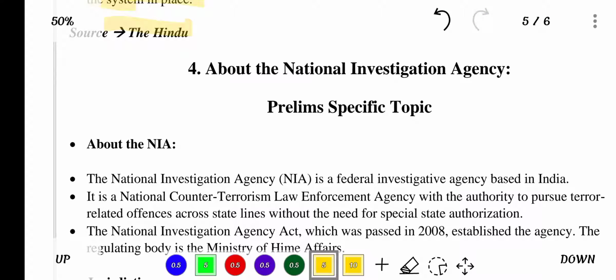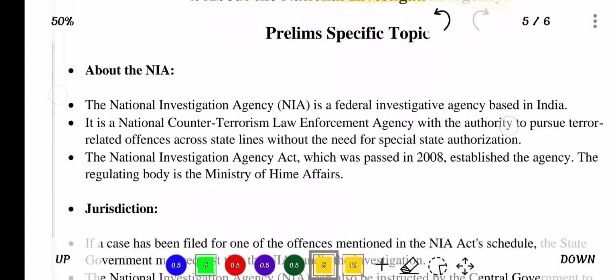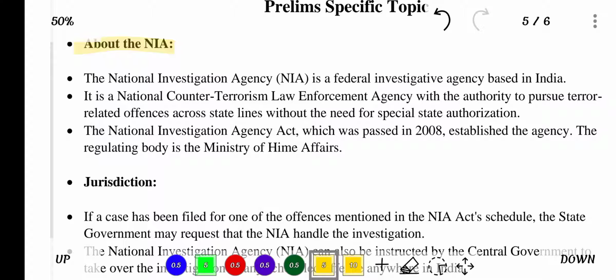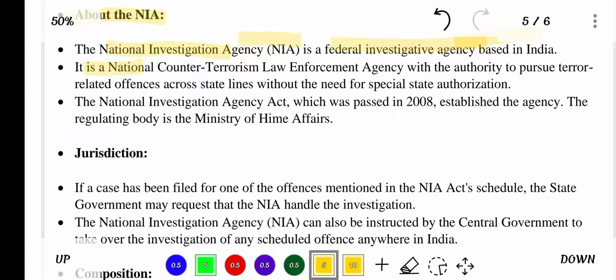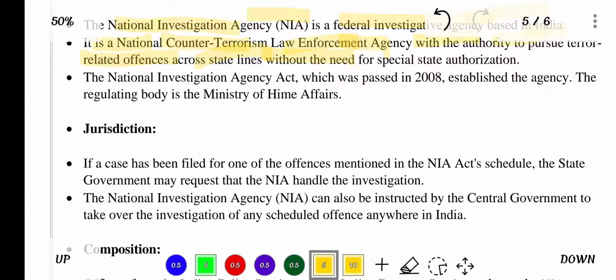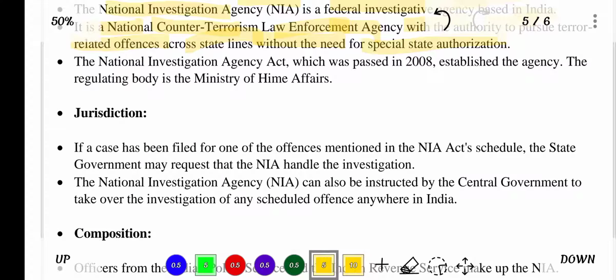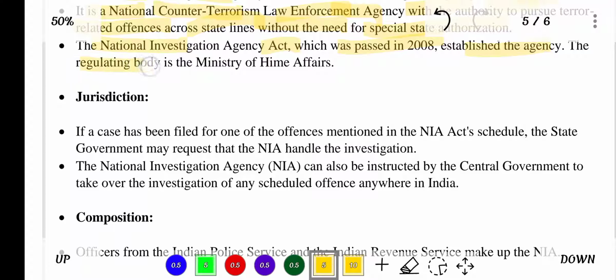The next topic in news is about the National Investigation Agency. So, about the NIA, the National Investigation Agency is a federal investigative agency based in India. It is a national counter-terrorism law enforcement agency with the authority to pursue terror related offences across state lines without the need for special state authorization. The National Investigation Agency Act, which was passed in 2008, established the agency. The regulating body is the Ministry of Home Affairs.